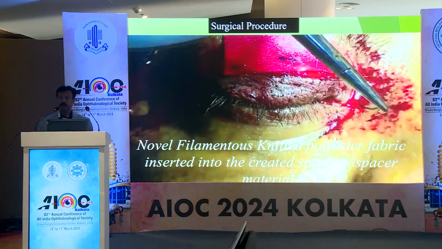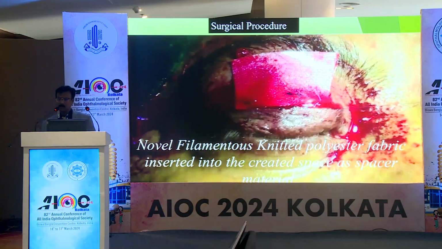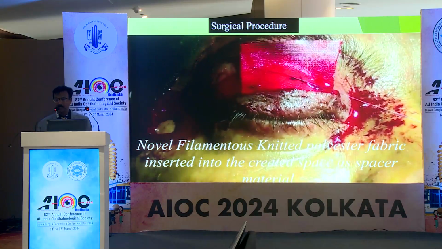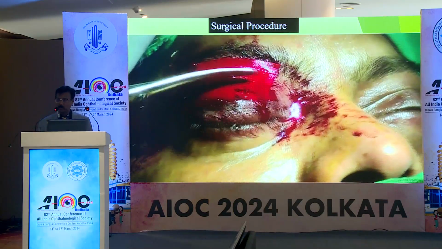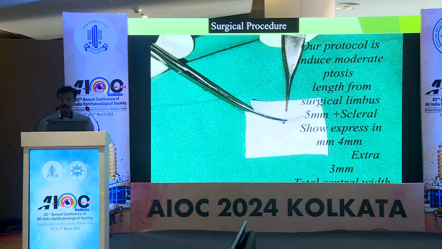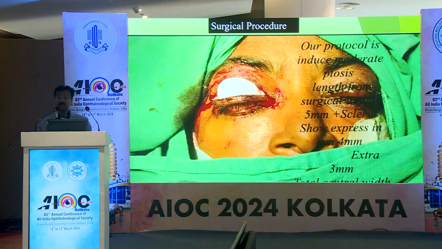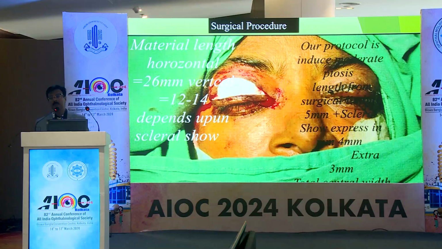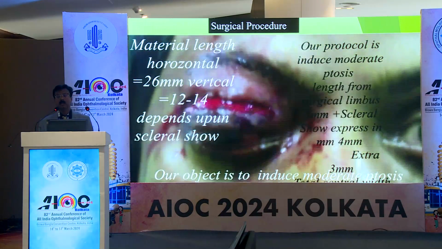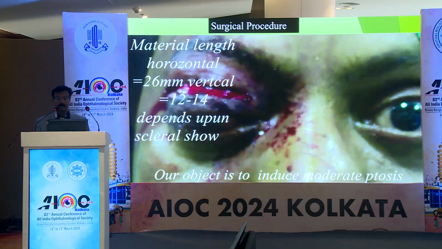So we have a formula for how much spacer material can be applied. It induces a moderate ptosis, that is 5 millimeter, then extra length of the amount of scleral show, then extra 3 millimeter. This is the central void of the filamentous knitted polyester fabric.